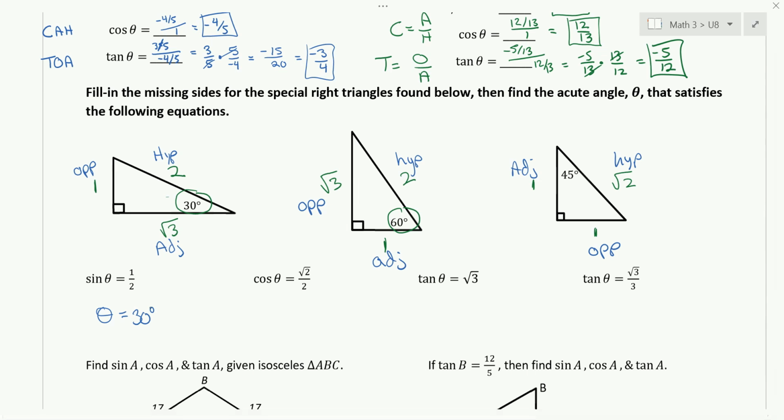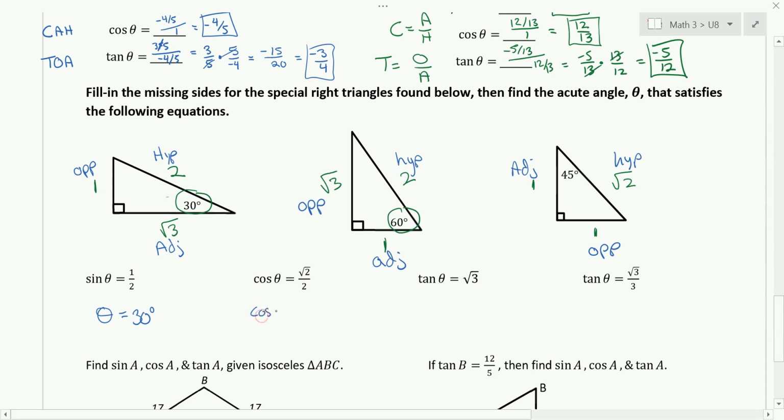Okay. And then you go to the next one. So cosine theta is root 2 over 2. Now, if you know it's one of those triangles, you know the answer. Because only one of those triangles has root 2. Right? This triangle doesn't have root 2. Neither does this. The last triangle is the only one that has root 2 in it. So that might give you a clue that it might be 45 degrees. Now, let's check though. So if you're ever in doubt, check.